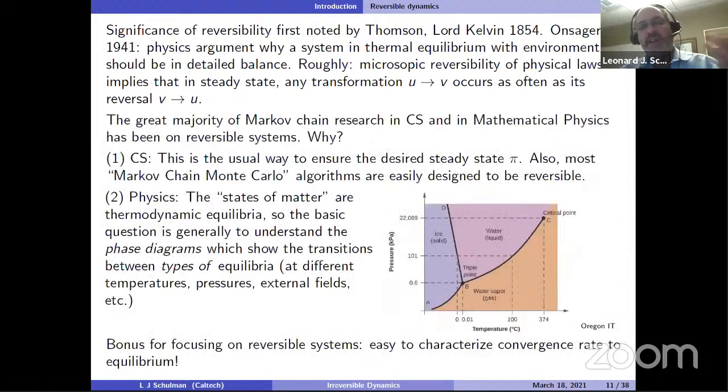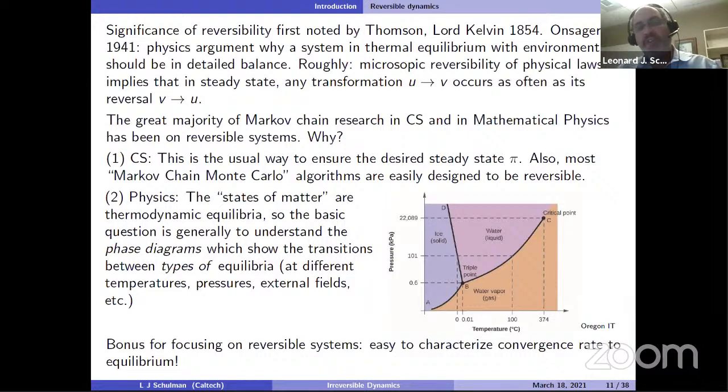So now I have to say, by far the bulk of research on Markov chains, not just in theory of algorithms and not just among probabilists, but also in the mathematical physics literature, has been on reversible systems. Not all. In the last 30 years and even more, there's definitely been other work, but the great bulk has been on this. So why?